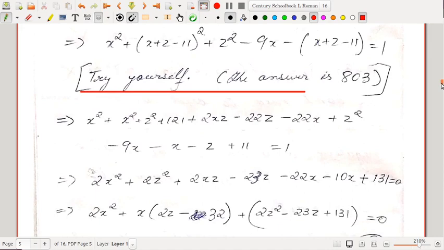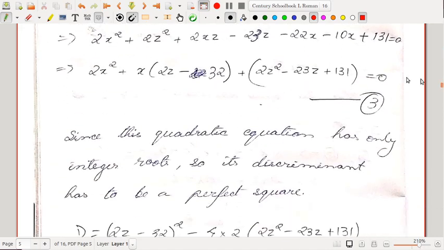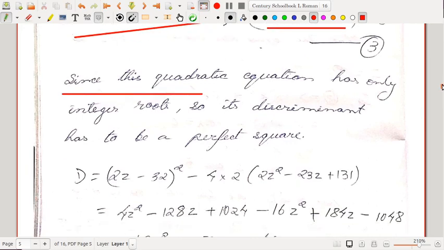So after we put the value, we will get a quadratic equation of this type: 2x square plus x into 2z minus 32 plus 2z square minus 23z plus 131. Okay, it's not that difficult, you just simplify, you will get this quadratic equation. And if you remember, in the earlier lecture also I had said, since this quadratic equation has only integer roots, so its discriminant has to be a perfect square. In general, if the quadratic equation has rational roots, then the discriminant has to be a perfect square, right? So we will use this concept.